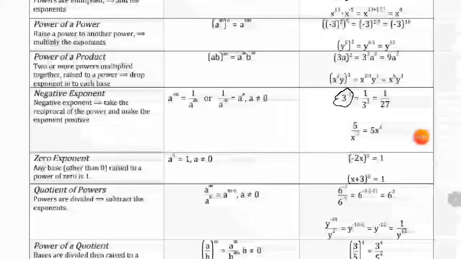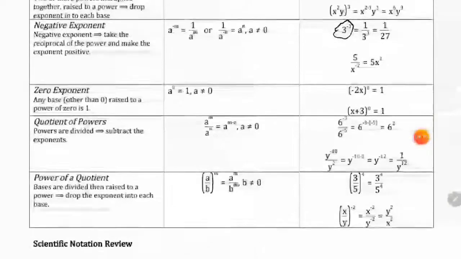So our next property is the zero exponent property. And this one's easy. Anything to the 0th power is 1. In class, I kind of show you the reasoning why everything to the 0th power is 1. But here, if we have negative 2x to the 0th power, anything to the 0th power is 1. So that's what our two examples show.